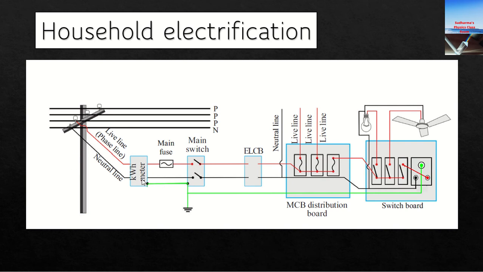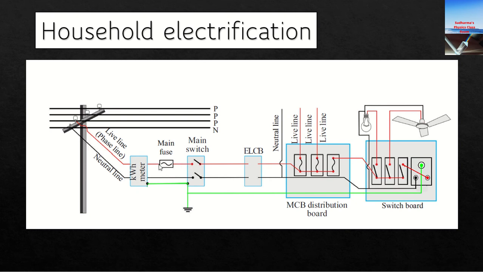In the first chapter of current electricity, we have already discussed kilowatt hour, what is kilowatt hour and what is this meter, right? So all these lines are connected to the kilowatt hour meter, and after that the live wire is connected to the fuse, main fuse. So this main fuse is given by the electricity company in our locality. Okay, and then it goes to the main switch. Almost all of you might have seen the main switch in your house, right?